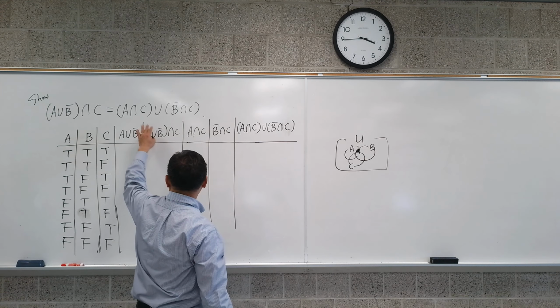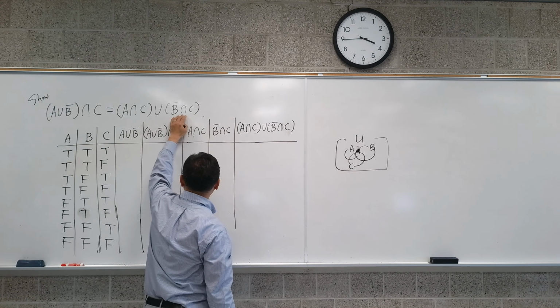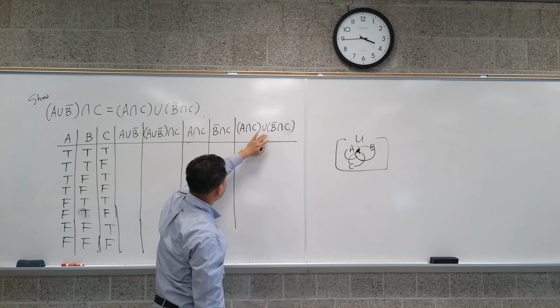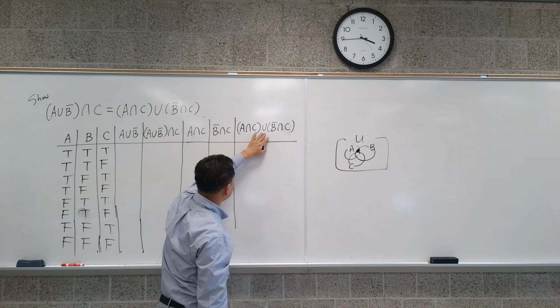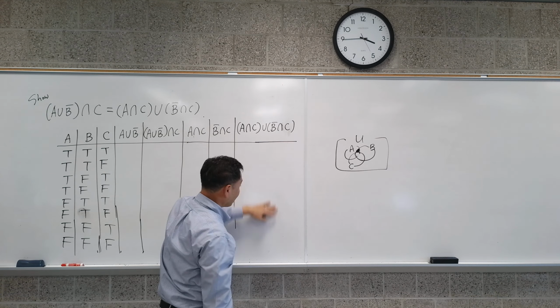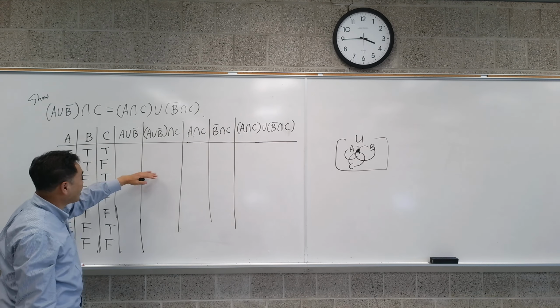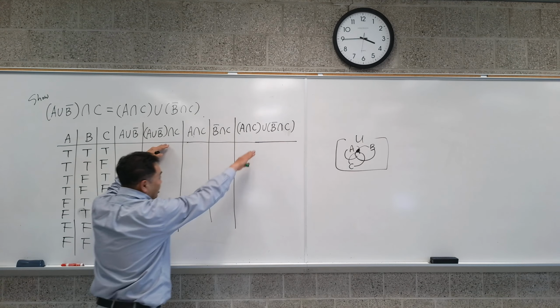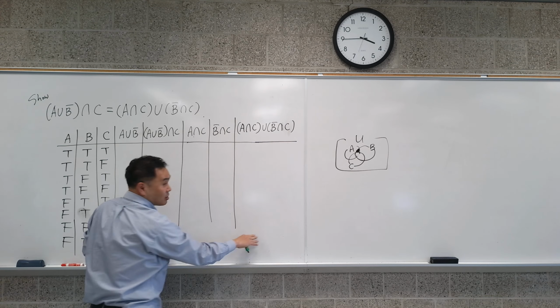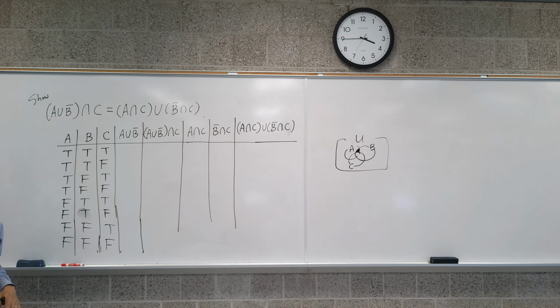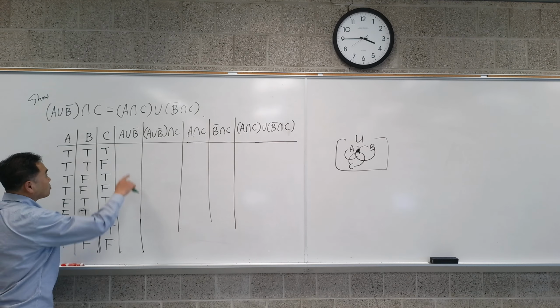And for the right side, I'm going to compute this one, and I have to take the union of those two, and I'll get something. We show that the two things are the same if the TF sequence that you got from these two columns are exactly the same. Then that means they're describing the same set. Okay, so let's try this one.